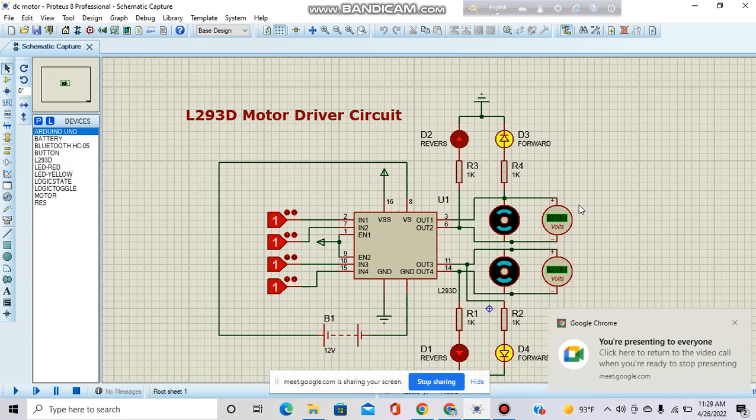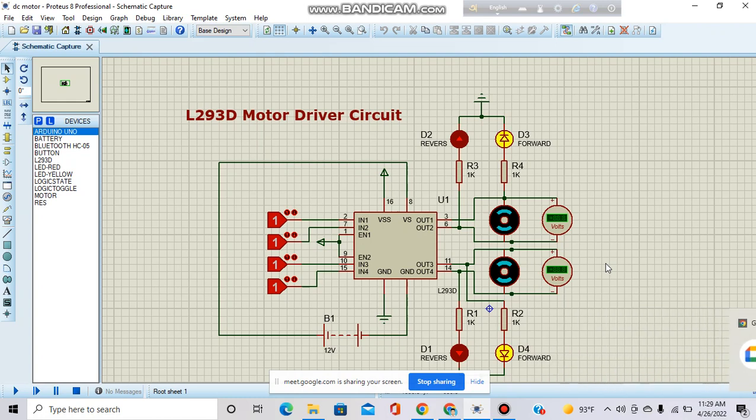I would like to host this presentation from here on behalf of my team. Today, we have designed an L293D motor driver circuit in the Proteus simulator and would like to explain the working principles and circuit details of this project. And we will also simulate the circuit later in this presentation.